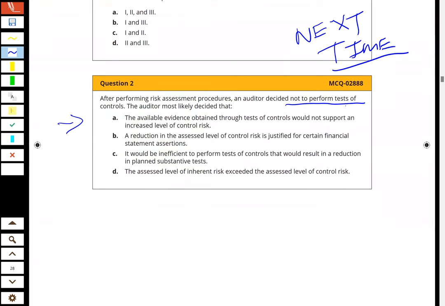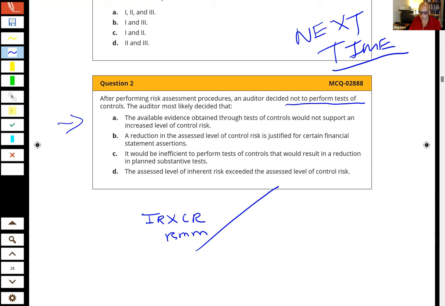Yes. Okay, so you're saying to me that my IR times my CR, in other words my RMM, was low, so the auditor is not going to test those controls to get some evidence that the controls have operating effectiveness? I'm saying the risk of the control risk.